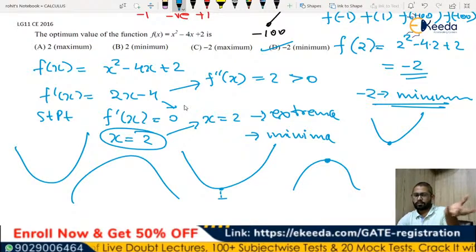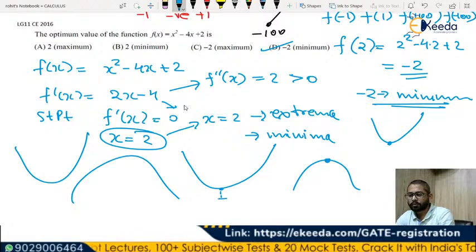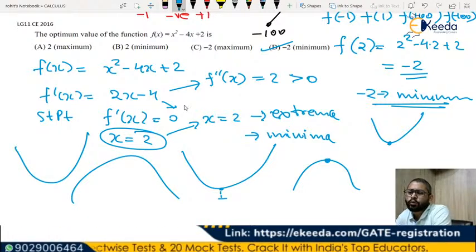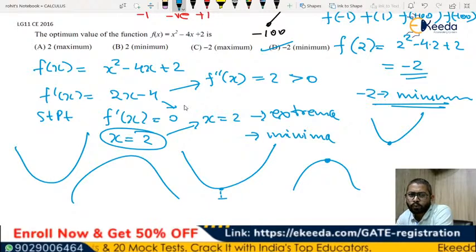Otherwise I could have tried solving this equation as a graph also. You'll see that the roots are going to be 2 plus minus root 2, and that 2 plus minus root 2 will have the middle point as x equals 2.